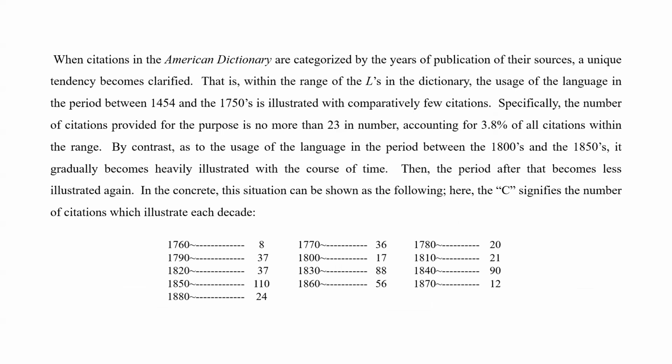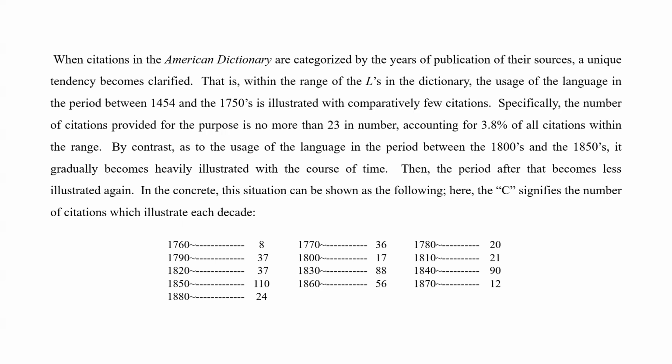When citations in the American Dictionary are categorized by the years of publication of their sources, a unique tendency becomes clear. That is, within the range of the L's in the dictionary, the usage of the language in the period between 1454 and the 1750s is illustrated with comparatively few citations. Specifically, the number of citations provided for the purpose is no more than 23, accounting for 3.8% of all citations within the range.